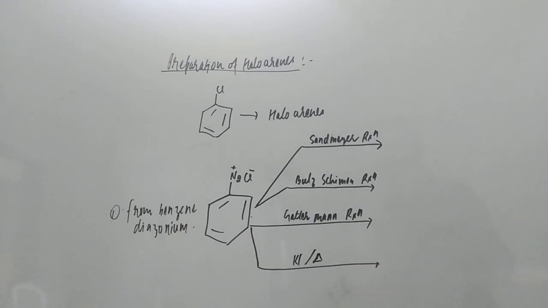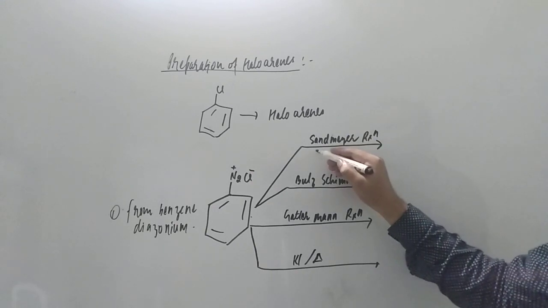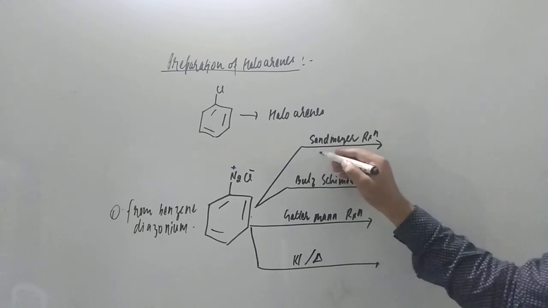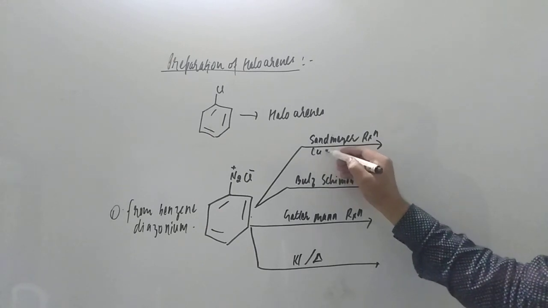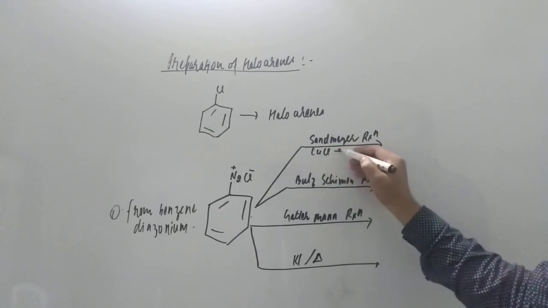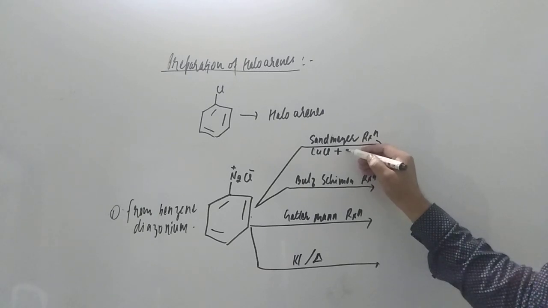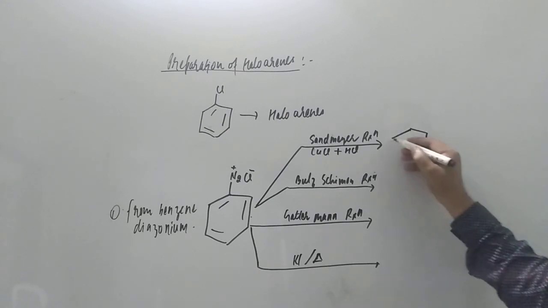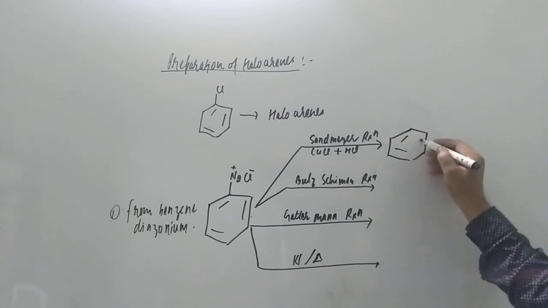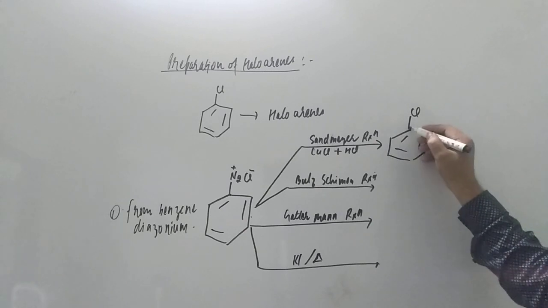So student, what is the meaning of the Sandmeyer reaction? If you are taking any halogen in the presence of cuprous chloride, CuCl, and you are treating with CuCl, and you take an acid, HCl, it will form the product having the chlorine group. So this will form chlorobenzene.